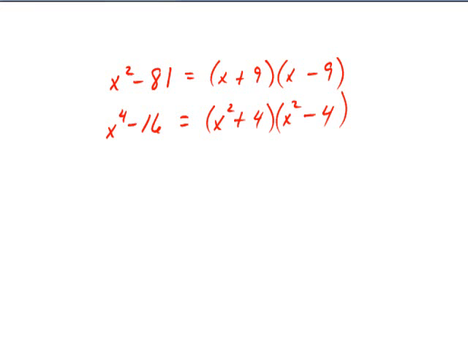As I said before, we cannot factor a sum of squares, but we can continue to factor any difference of squares. Here we have another difference of squares, x squared minus 4, plus and minus 2 and 2, and we've now factored x to the fourth minus 16 completely into these three binomials.